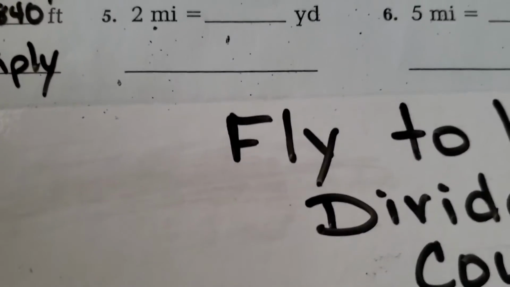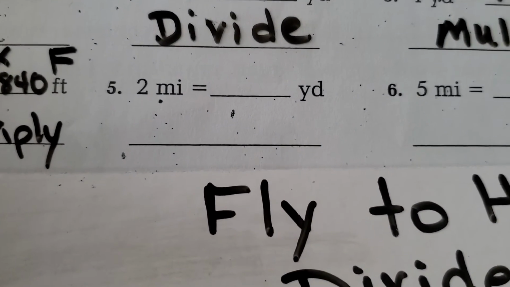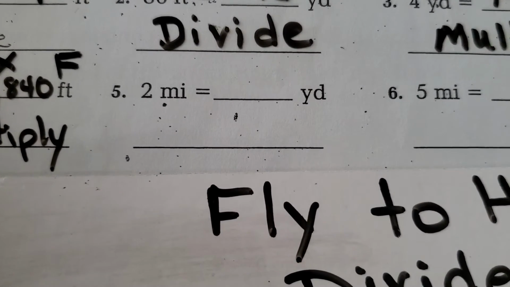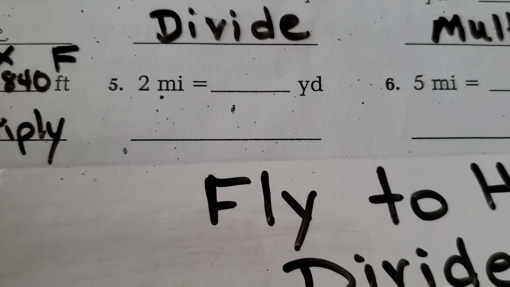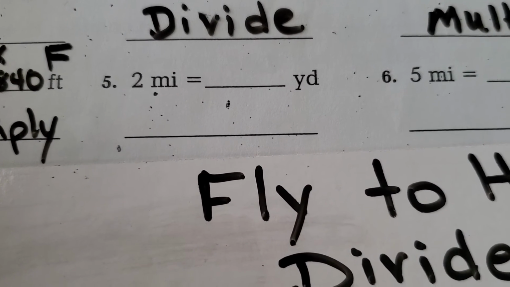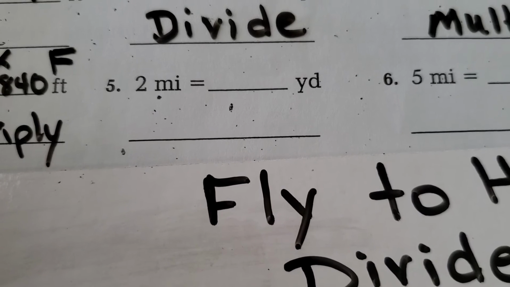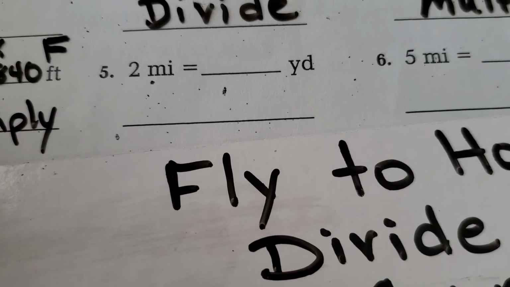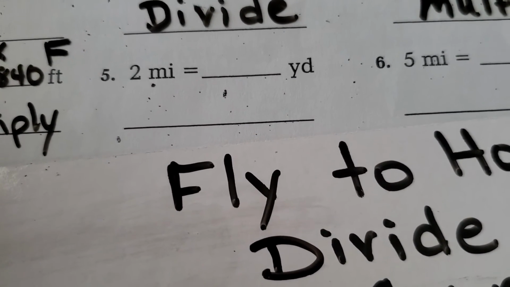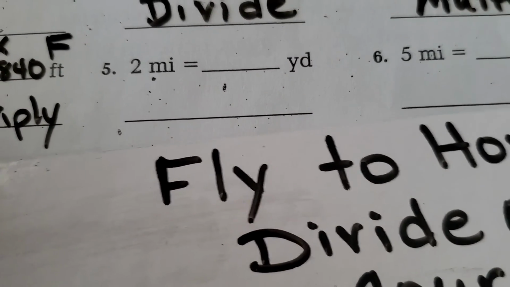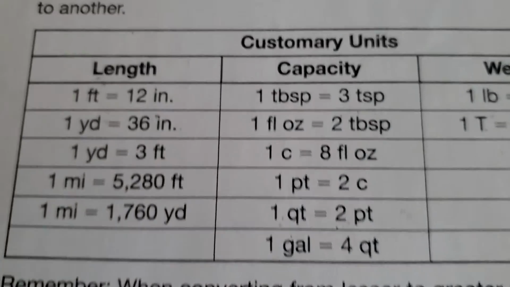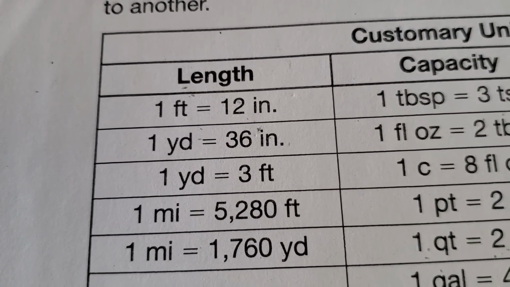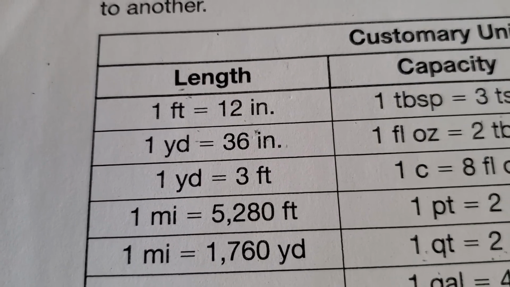Okay? Now, number 5. Number 5 looks very familiar, doesn't it? You're going from miles to yards this time. Miles to yards. So 2 miles would equal how many yards? Okay? So let's go back up to our chart and we can see what we can multiply by. We're looking at miles to yards. Remember, there are 1,760 yards in 1 mile.